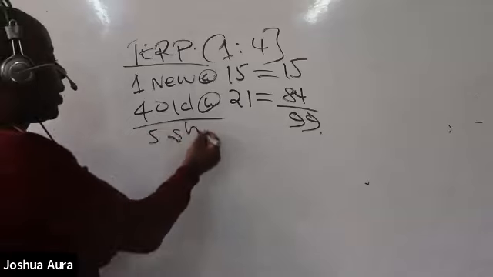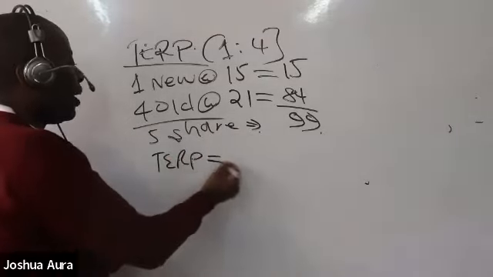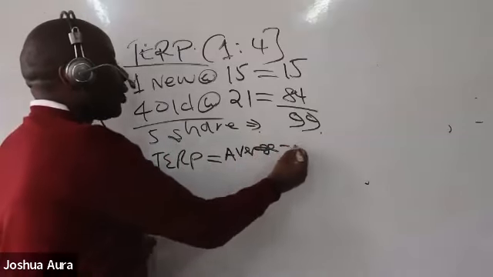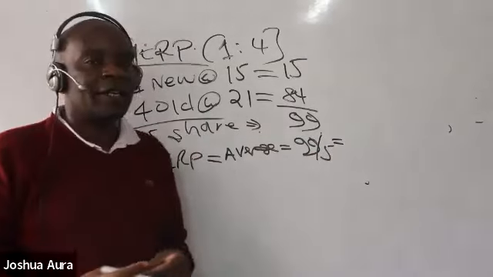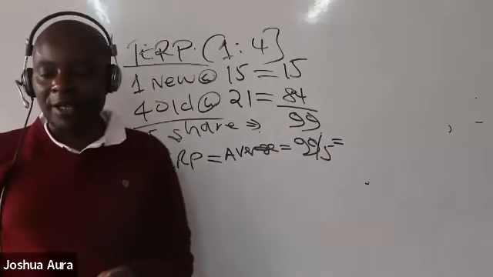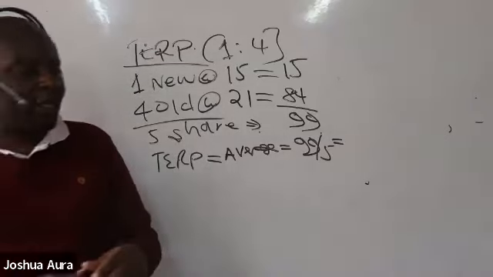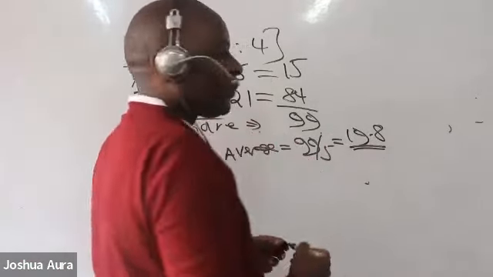For 5 shares now. Therefore, the TERP will be the average. So the average here will be 99 divided by who? Divided by 5. 99 divided by 5. Yvonne tells me 19.8. Thank you so much.